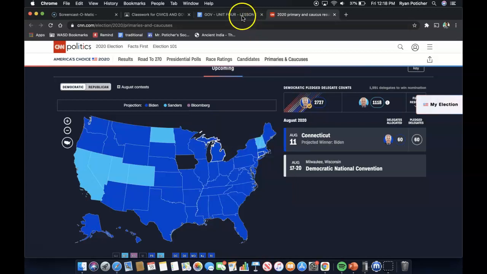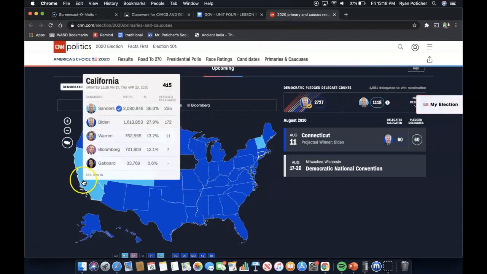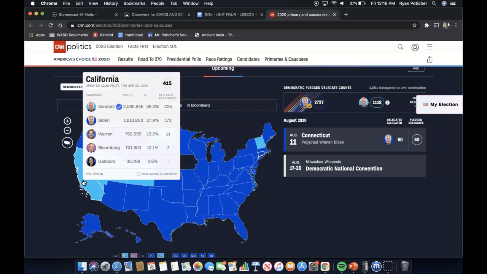After Arkansas, we have California, a big primary state. Bernie Sanders won California, coming in at first place, followed by Joe Biden, followed by Elizabeth Warren. Bernie Sanders won 225 pledged delegates at 36% of the vote. Biden won 27.9% of the vote at 172 pledged delegates. And Warren won 13.2% of the vote with 11 pledged delegates.